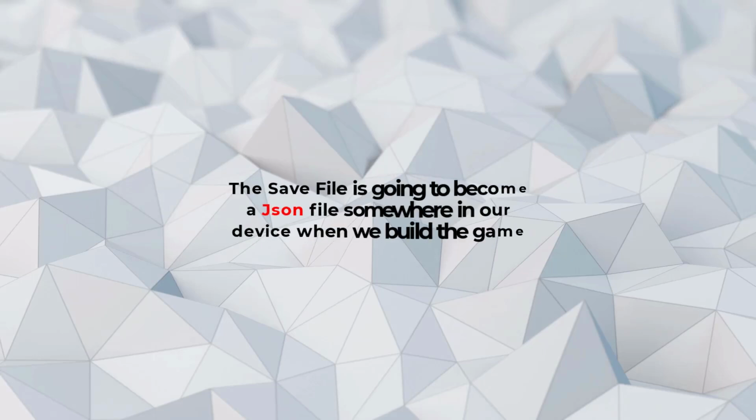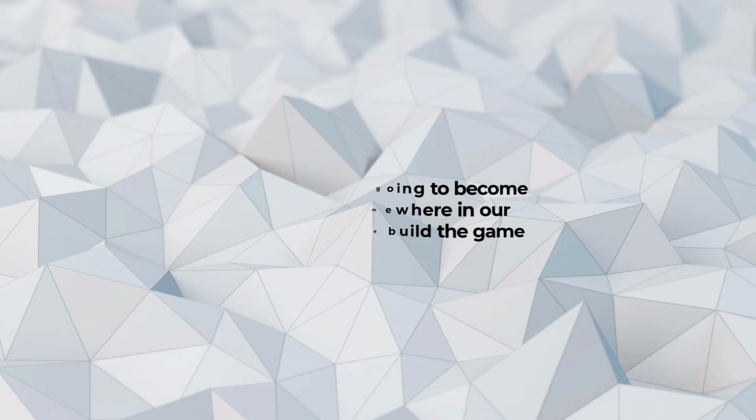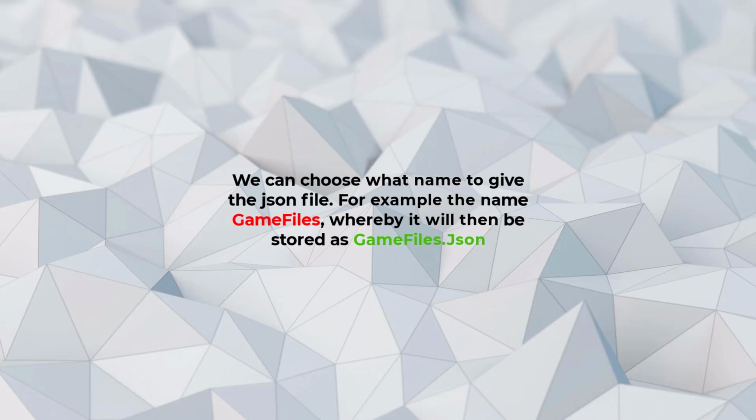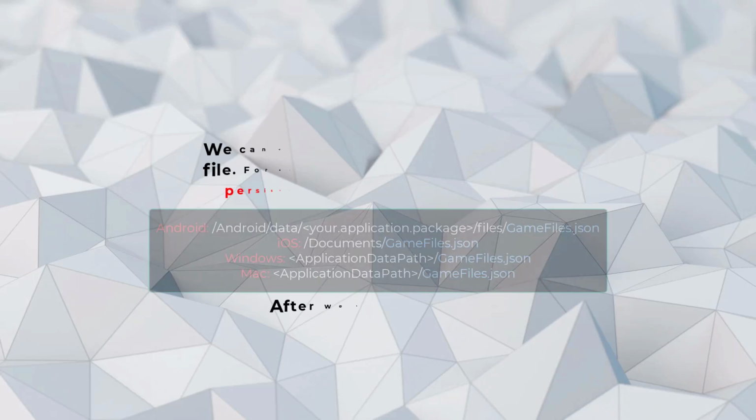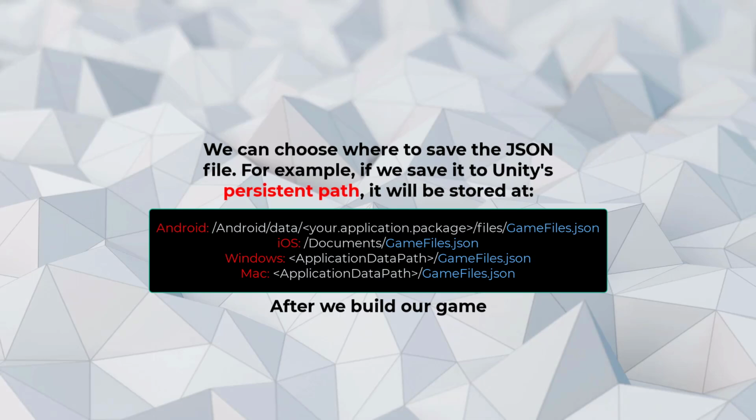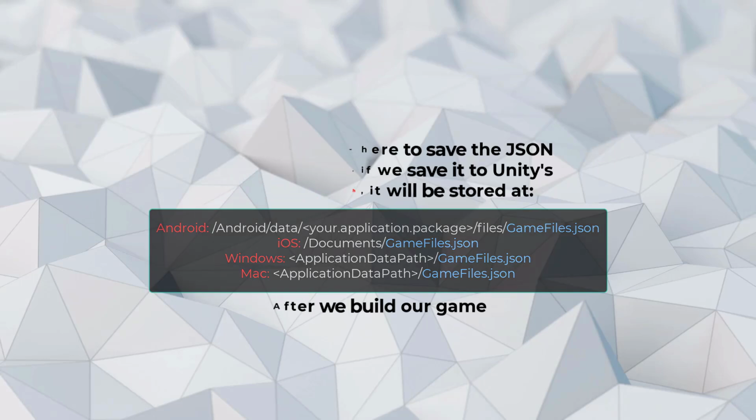The save file is going to become a JSON file somewhere in our device when we build the game. We can choose what name to give the JSON file. For example, the name game files, whereby it will then be stored as gamefiles.json. We can choose where to save the JSON file. For example, if we save it to Unity's persistent path, it will be stored after we build our game.